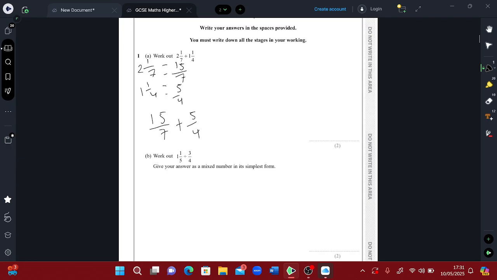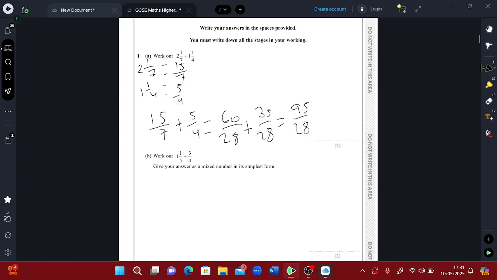Okay, there's no clear common denominator we can get out of this. So the best thing to do is to times the first fraction by 4 and the second fraction by 7. Then 7 times 4 is going to be 28, so you're going to want two fractions over 28. Then 15 times 4 is going to be 60, and 5 times 7 is going to be 35. So that's going to be 95 over 28.